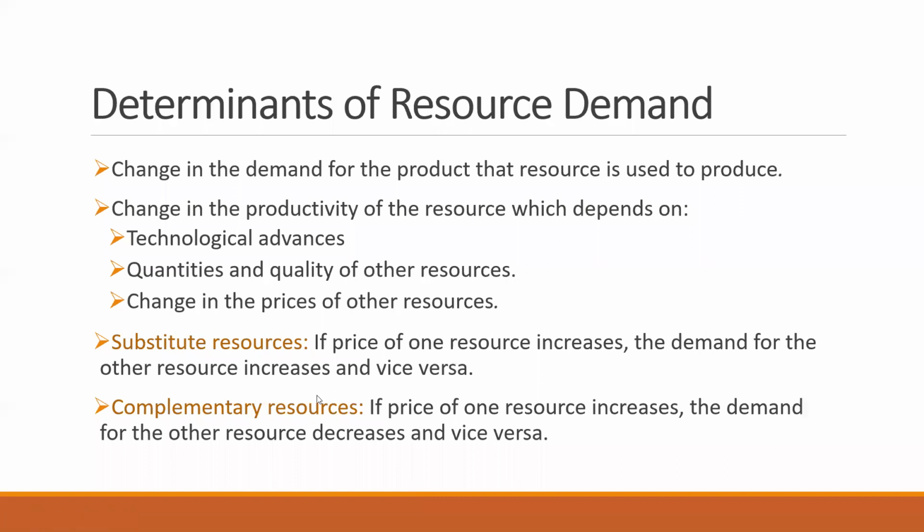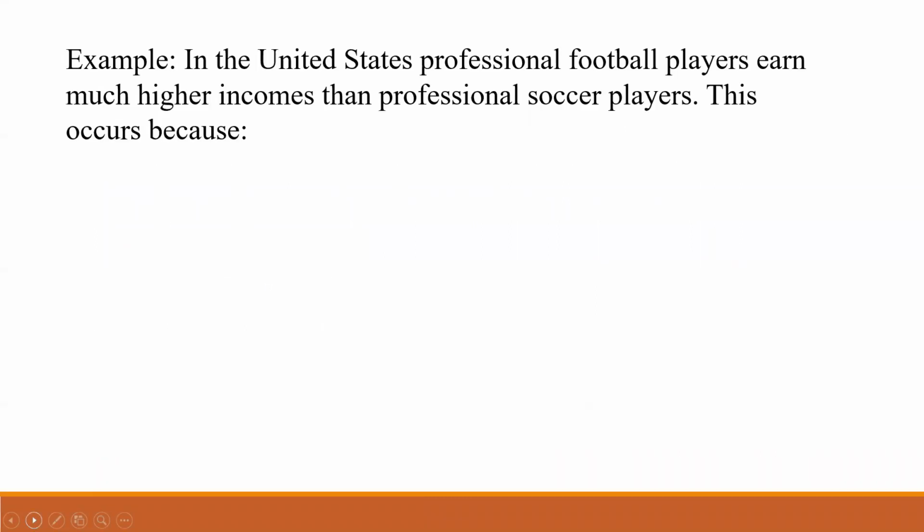Now, let's look at a couple of examples to explain this one. First example, in the United States, professional football players earn much higher income than professional soccer players. What is causing this difference in incomes? A simple way to explain is going back to the determinants of resource demand. Consumers' demand for the football game is much higher compared to consumers' demand for the soccer game. When the demand increases, automatically wage rates are going to increase. So the simple answer to this is higher demand.